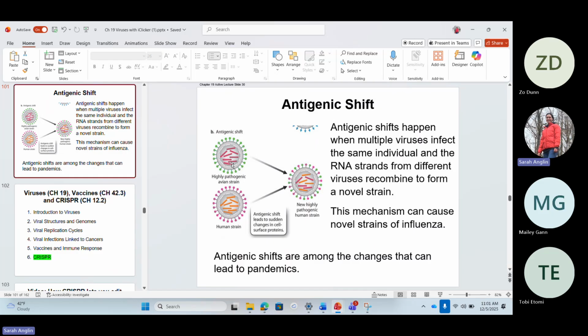Typically, this bird flu is not going to be able to get into our cells, right? Because these proteins need a specific receptor that is not found on our cells. So this genome can't get into our cells. It can't affect our cells.